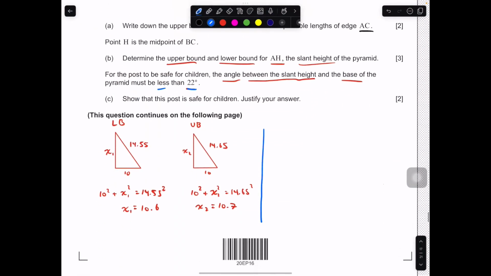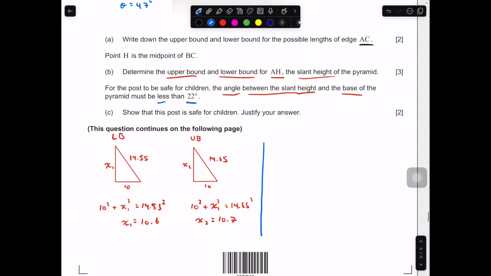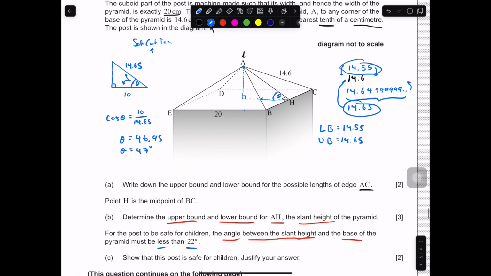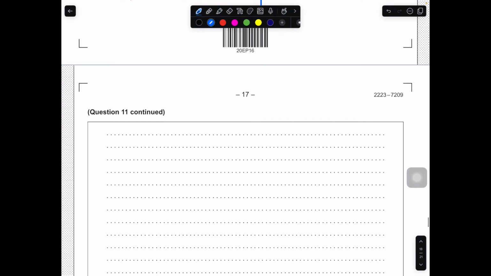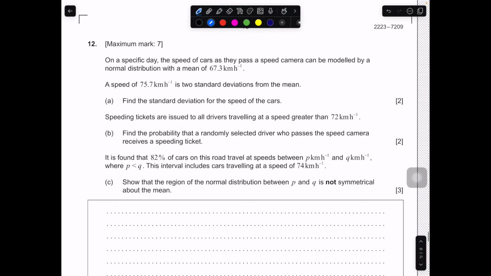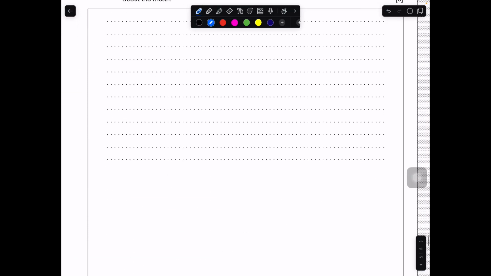It looks like the IB mark scheme is actually testing both, but we can think of it logically and say that if the upper bound is less than 22 degrees, then the lower bound will certainly be less than 22 as well. But at the same time, maybe it's best to test out both. Didn't take that long. All right, question 12, and I think there's only one more after that.